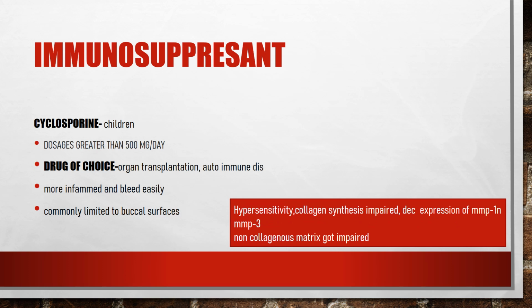Under that, cyclosporin is the main drug causing gingival enlargement. It is mainly recommended in children. It is mostly seen in patients with dosages greater than 500 milligram per day. It is a main drug of choice for organ transplantation and autoimmune diseases. It is seen as more inflamed and bleeding easily, and commonly it is limited to the buccal surfaces.